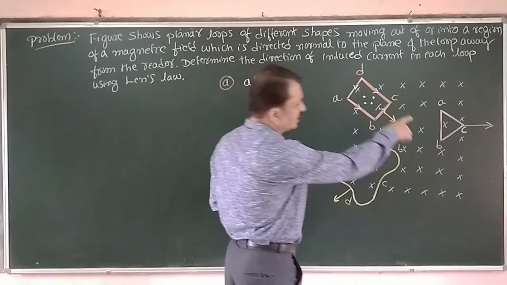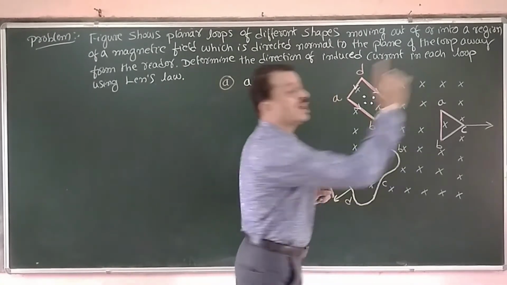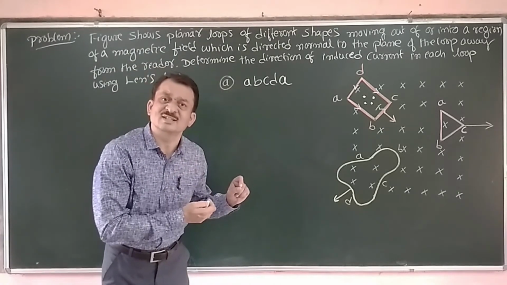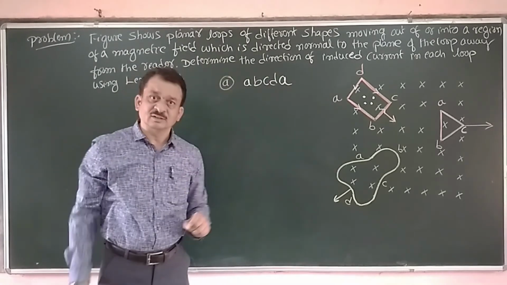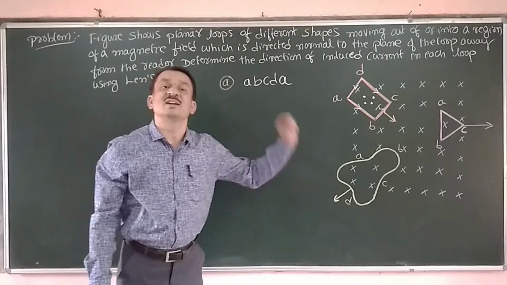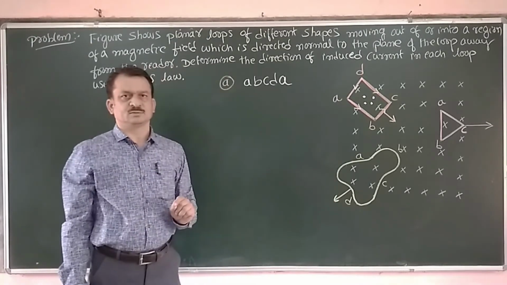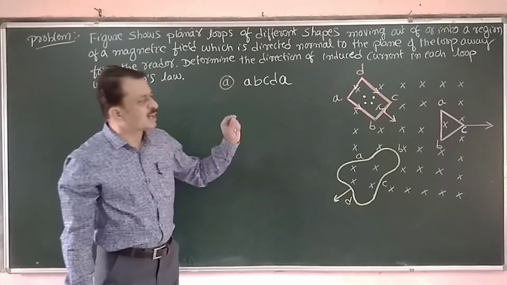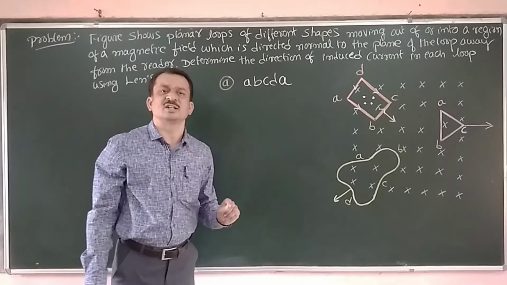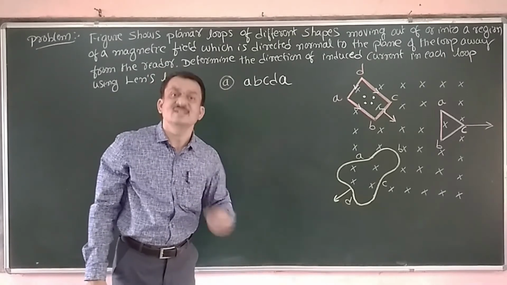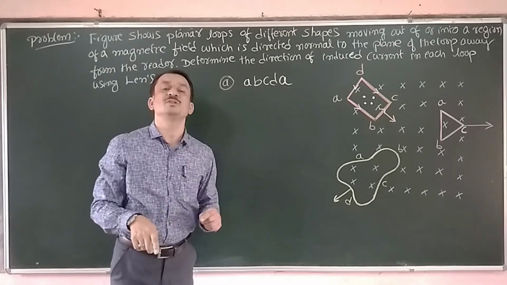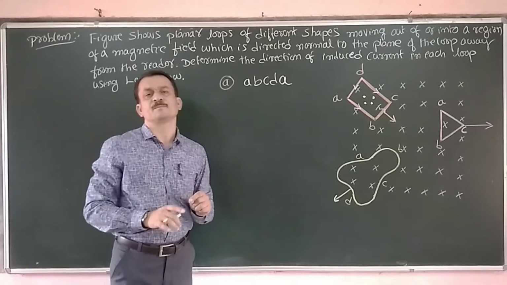Now the triangular shape is moving away. That means it is moving from a stronger field region to the weaker field region. Therefore, the field lines are decreasing here. Therefore, the current is induced such that it has to increase the number of field lines, because it has to oppose the change in magnetic field or flux.